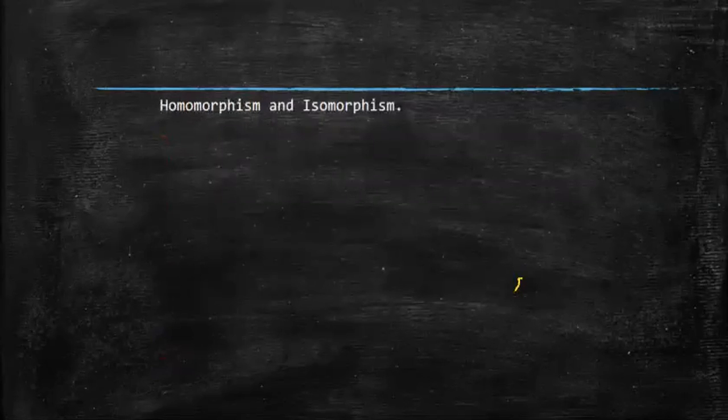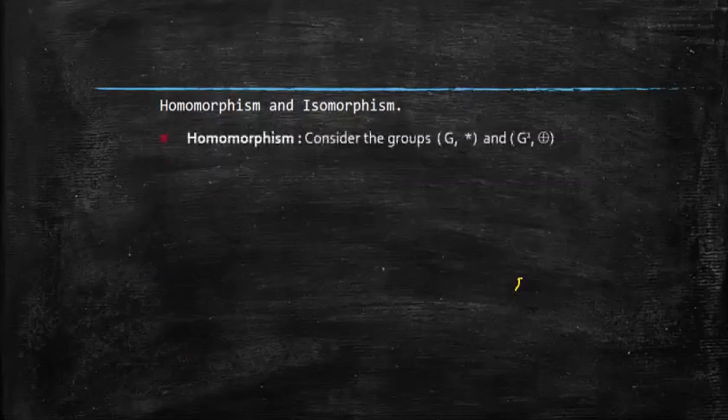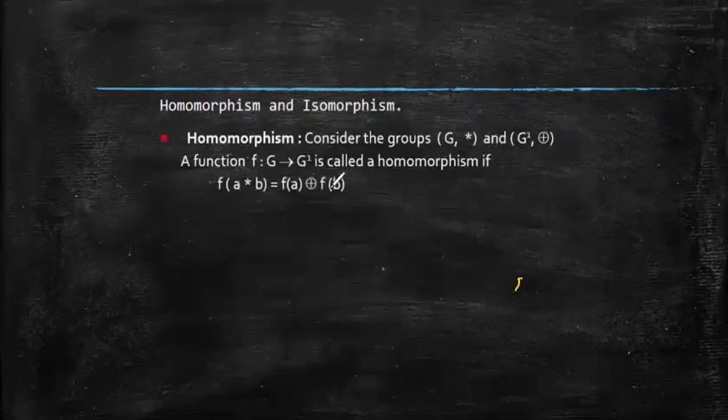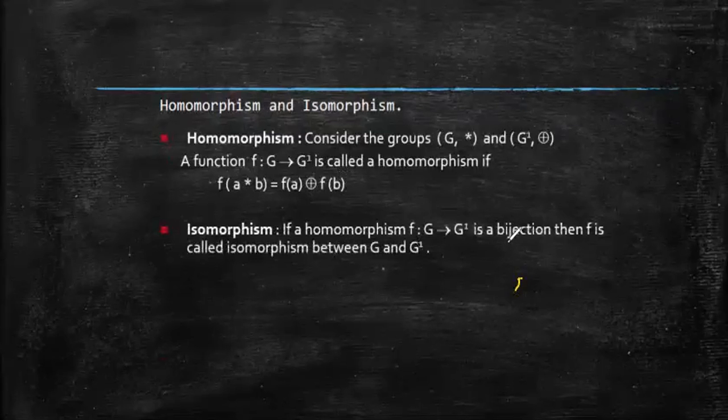Now we have two important topics, which are homomorphism and isomorphism. Consider the groups G comma star, this is one binary operation, and G1 with another binary operation. Then the function f from G to G1 is called a homomorphism if f of A star B gives you f of A plus f of B. So this is your homomorphism. And an isomorphism is basically a homomorphism that is a bijection, that is, it should satisfy one-one and onto. Then f is also called an isomorphism between G and G dash. Then we write G is equivalent to G dash. So these are algebraic structures.